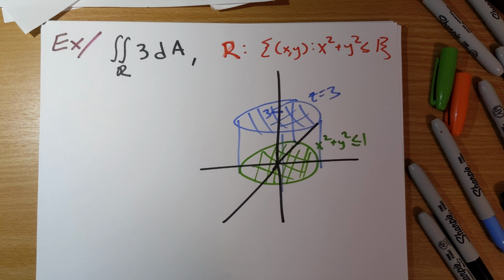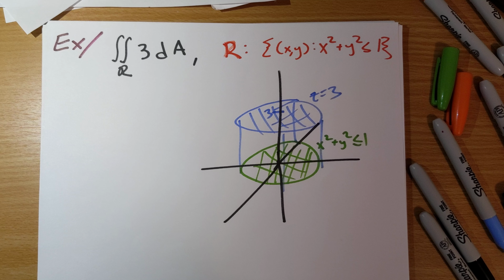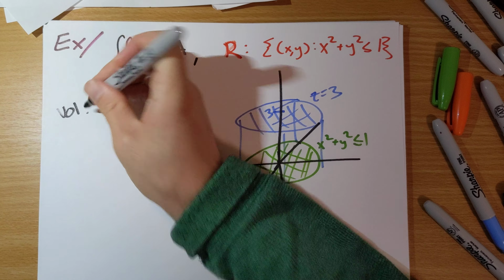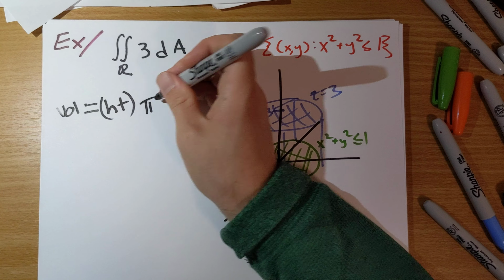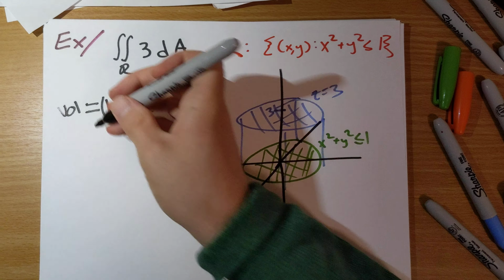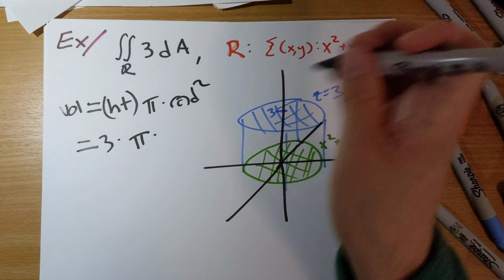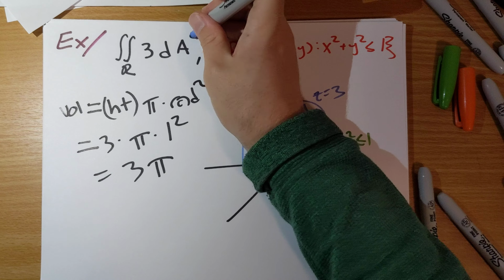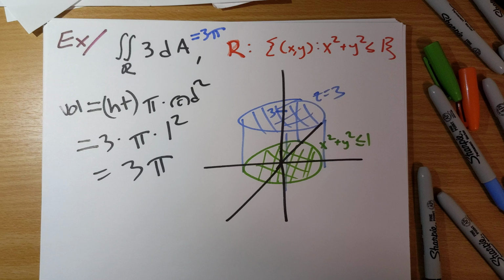And so why did I choose this example? Nice easy example to get us started here. This is going to be a right cylinder, and the volume of the cylinder is going to be height times pi times the radius squared here. And so the height here is 3 times pi times the radius of our circle is 1. So the volume here is 3 pi. So the double integral is equal to 3 pi.